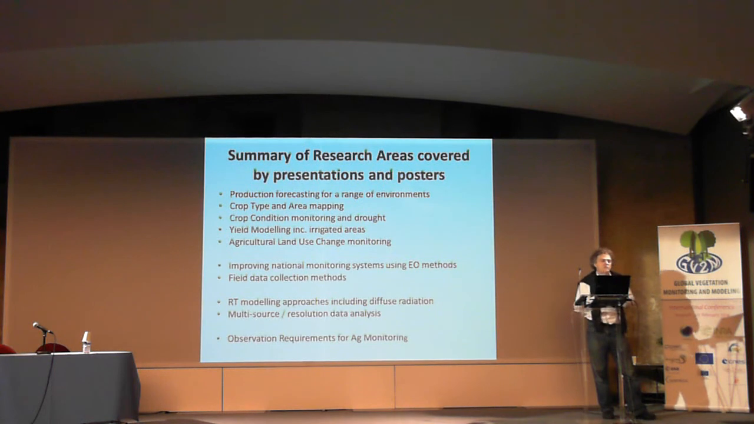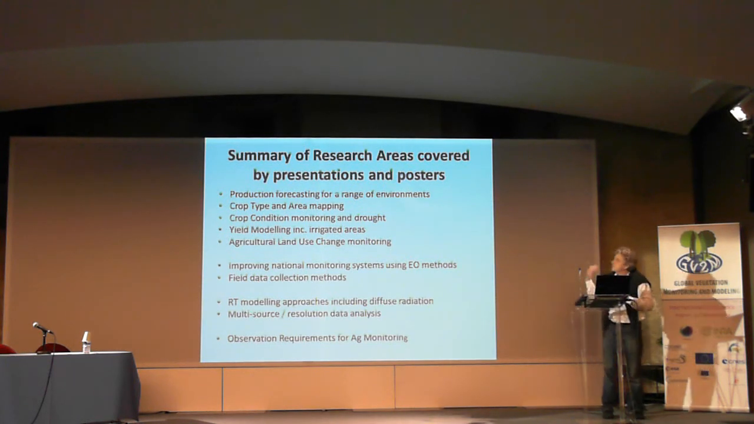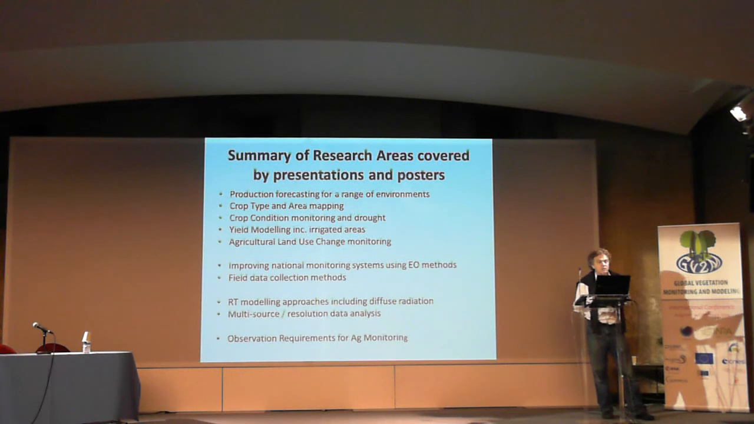The usual list of things that we're interested in: forecasting, and then the inputs of crop type and area, crop condition, and then yield modelling, including irrigated areas that we saw, and then agricultural land use change monitoring, again showing that it's a dynamic system. And then improving the national monitoring methods using Earth observations, field data collection methods, radiative transfer modelling approaches, including the incorporation of diffuse radiation, which is something I think we were pleased to see. The multi-source, multi-resolution data analysis that we were presented on, and then the observation requirements.